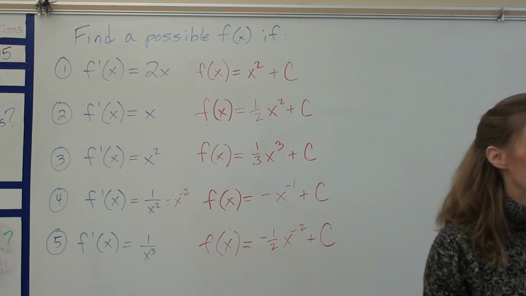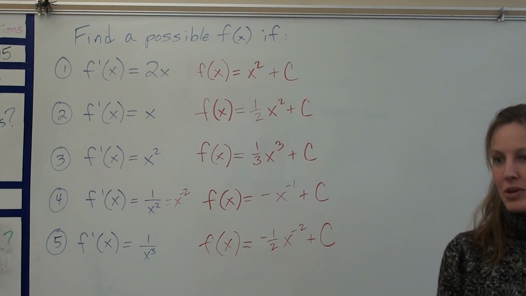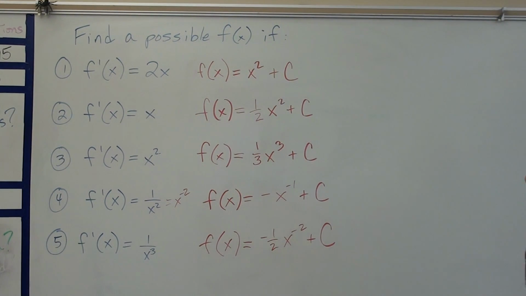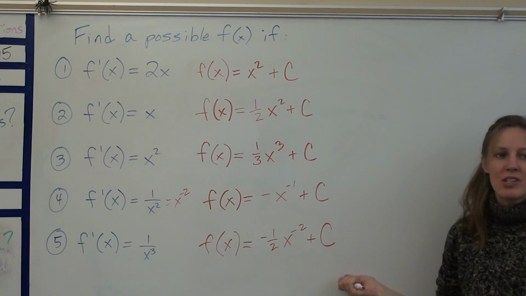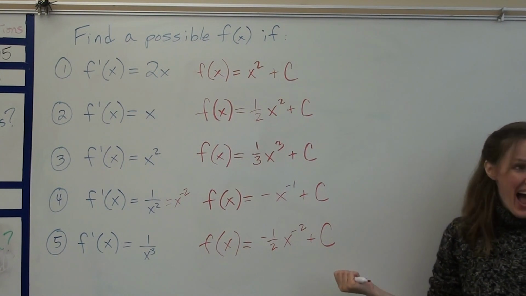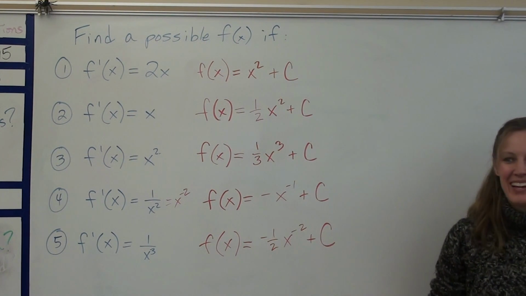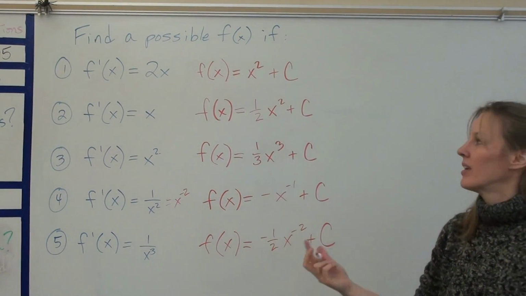The process of finding a derivative is called differentiation. The process of going backwards is called anti-differentiation. And by the way, now that you've learned it, every time you forget to write the plus c, what's going to happen? You lose points. One point for every c.